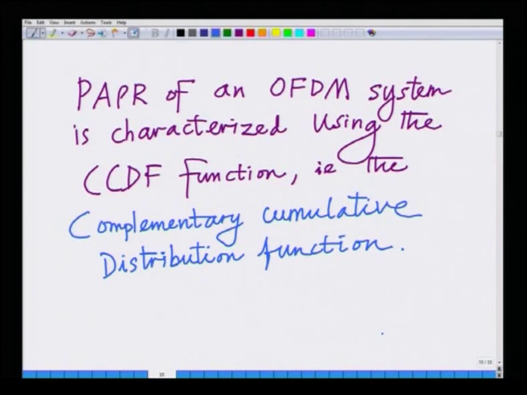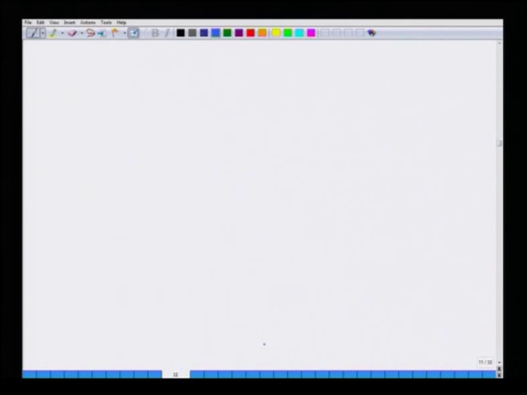What is the complementary cumulative distribution function? Let us consider a random variable x. The CCDF, which is denoted by F bar of x, is simply the probability that x, which is the random variable, in this case we can consider it PAPR, is greater than this value small x.